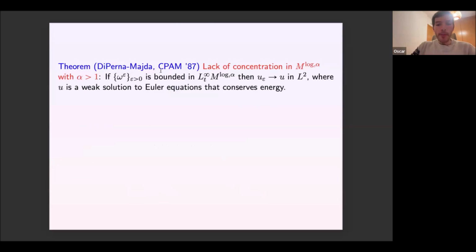And then DiPerna and Majda obtained the following remarkable result about lack of concentrations under more regularity, with alpha strictly larger than 1. To be more precise, if the family of vorticities is bounded under this more regularity, then the related set of velocities converges strongly in L^2 to u, a weak solution to the Euler equations. And furthermore, u preserves the kinetic energy.